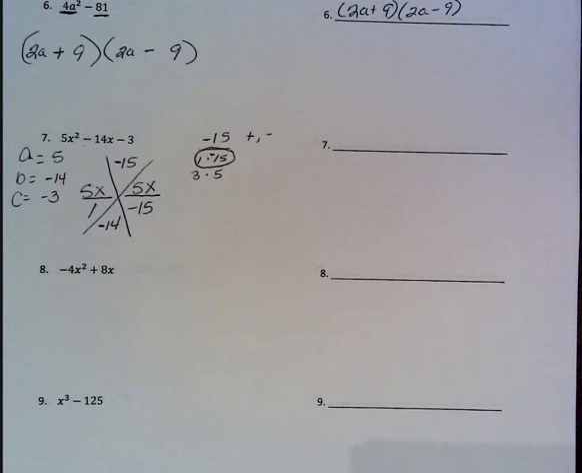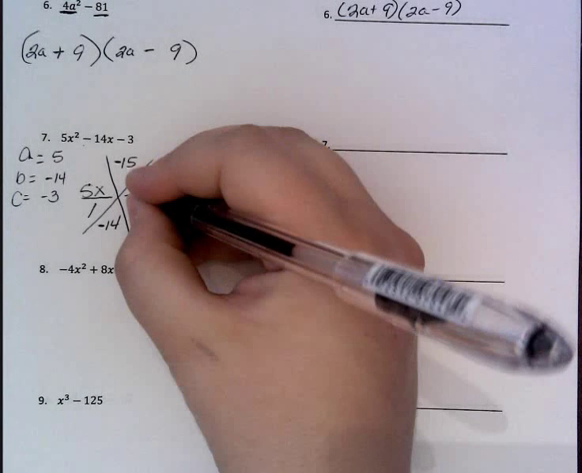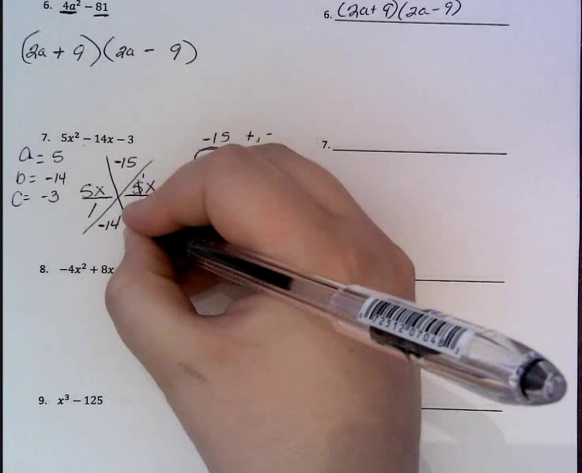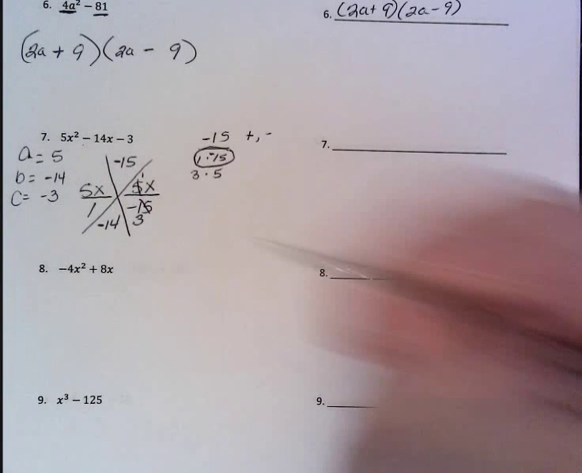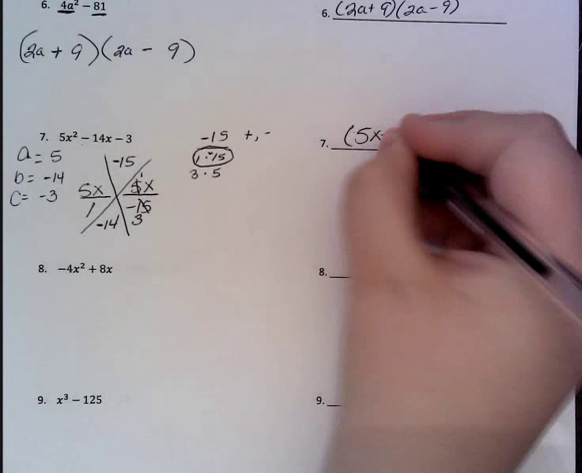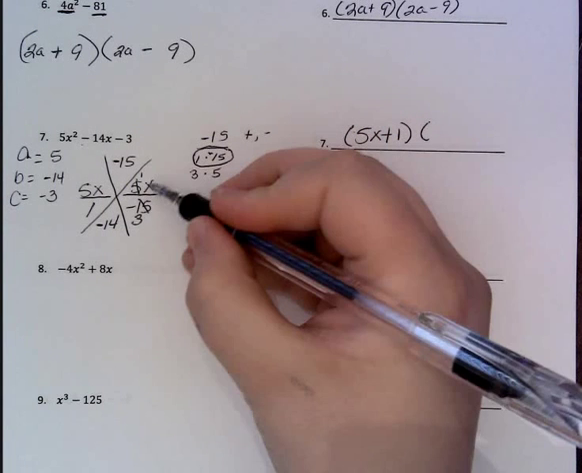Now I'm going to simplify my fractions. So 5 and 15 simplifies to be 1 and 3. That 5 and 1 doesn't simplify, so we leave that alone. So I'm left with 5x plus 1 and then x minus 3.